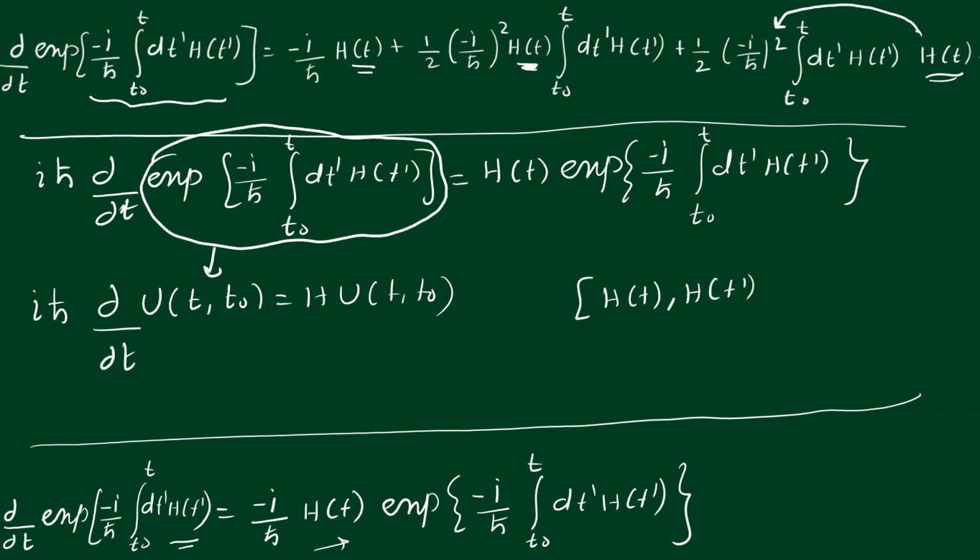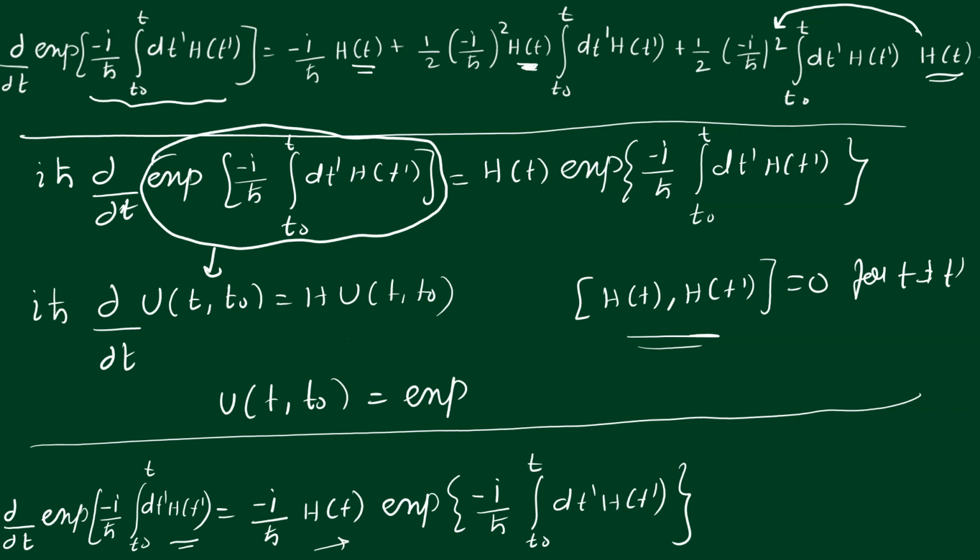The Hamiltonian at different times commute for t not equal to t prime. This condition was important, otherwise we wouldn't get this. So this is case 2. If the Hamiltonian is time dependent and the Hamiltonian at different times commute, then the solution can be written in this form. Let me just repeat it. U(t, t0) can be written as exponential of minus i by h bar integral t0 to t dt prime H(t prime).